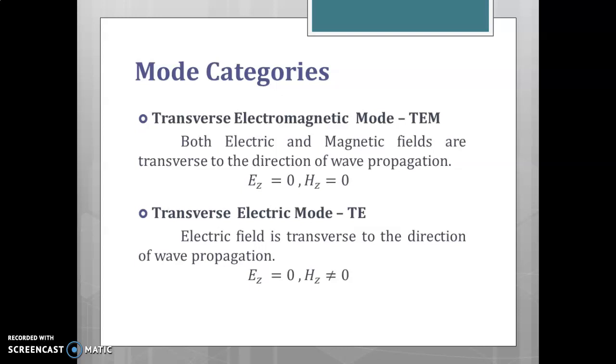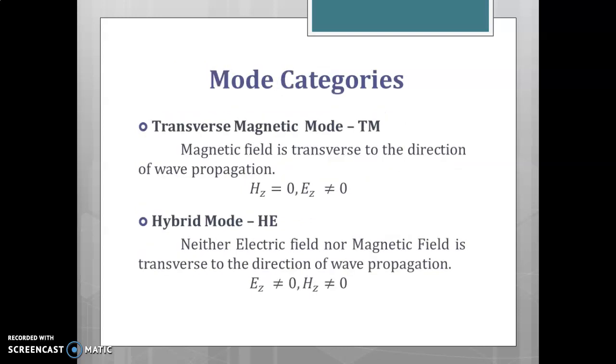Next, transverse electric mode. In transverse electric mode, the electric field is transverse to the direction of propagation. So Ez is equal to 0. In transverse magnetic mode, the magnetic field is transverse to the direction of propagation. So Hz is equal to 0. In the hybrid mode, neither the electric field nor the magnetic field is transverse to the direction of propagation. It means both of them will exist along the direction of propagation, that is in z direction. So Ez is not equal to 0 and Hz is not equal to 0.